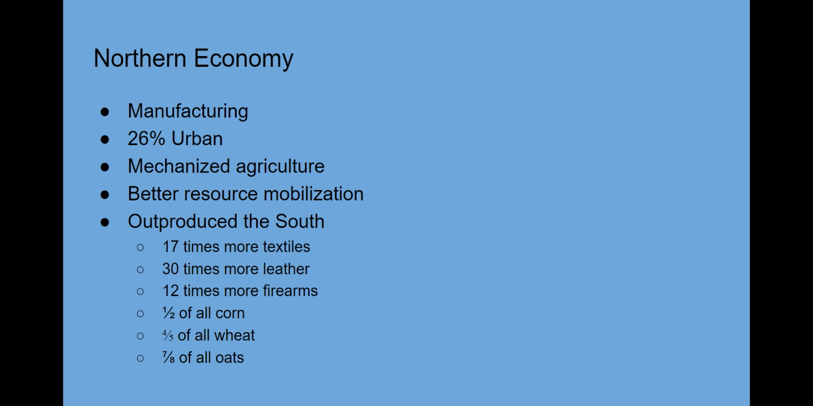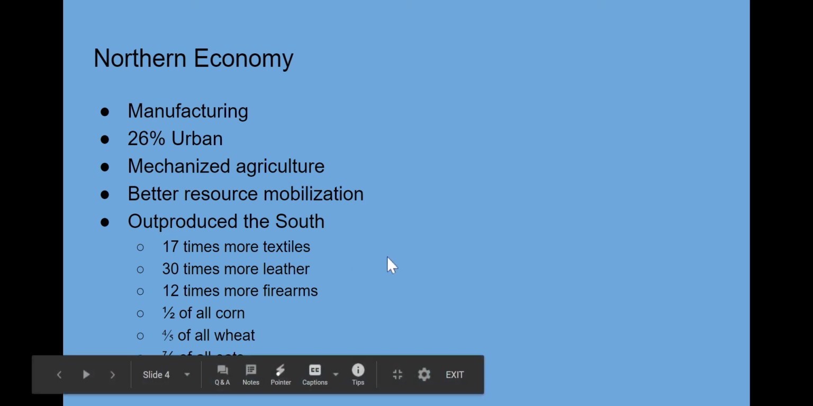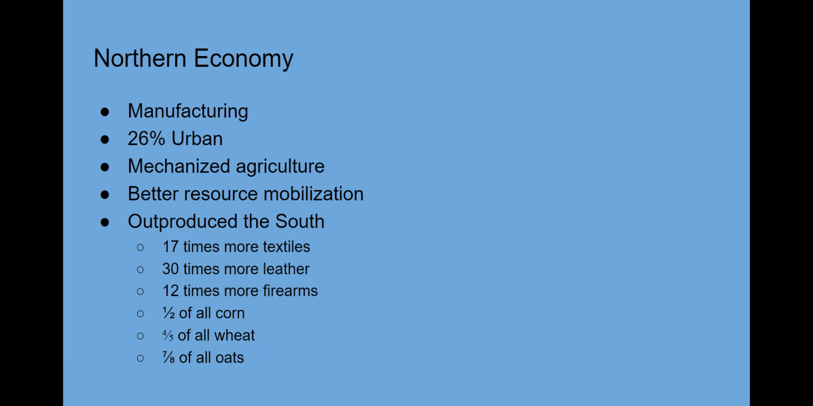There was some agriculture going on in the North at the time, but that was mainly restricted to mechanized agriculture, so non-slave agriculture as well. And not only because the North was manufacturing, but for other reasons, as we'll get to in a little bit. The North outproduced the South, specifically in terms of goods. The North produced 17 times more textiles, 30 times more leather, and 12 times more firearms compared to the South.